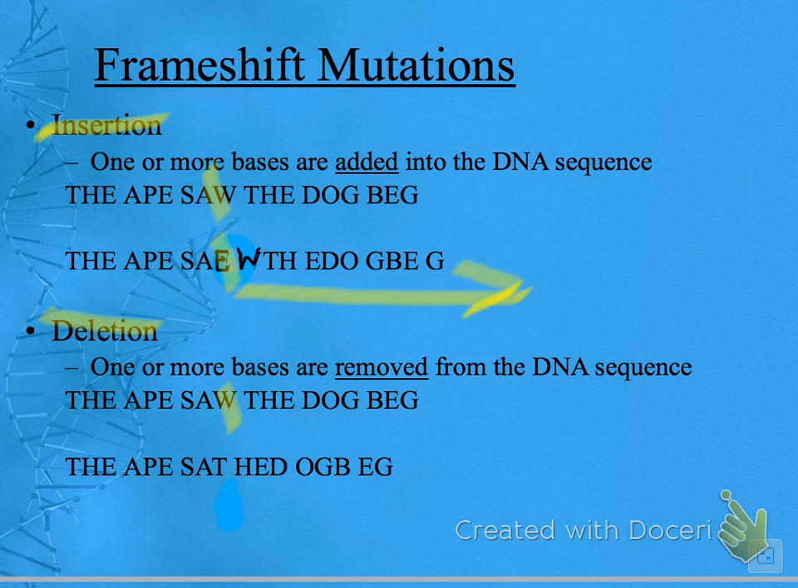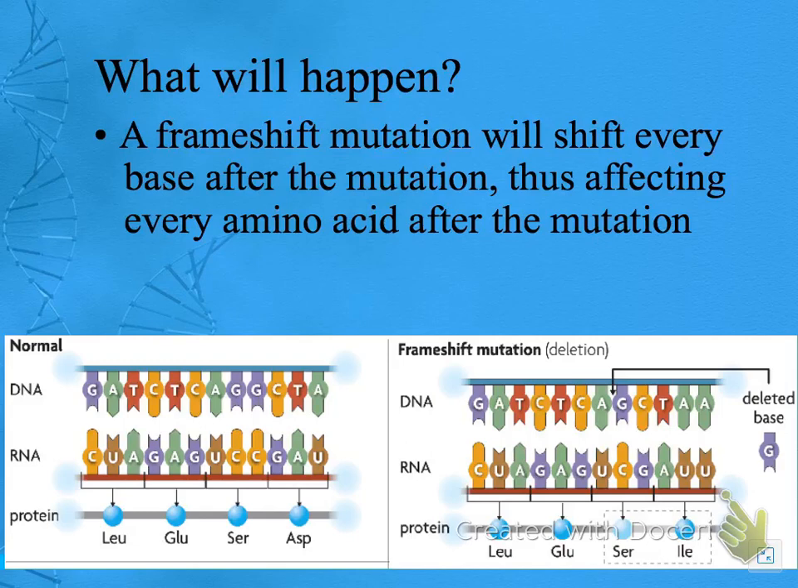So everything else has to shift over one spot to the left, because remember, you're reading codons in groups of 3. Everything moves over a spot to the left, so now it's "the ape sat head, ogb, egg." It doesn't make any sense again, alright? So everything gets shifted over a spot to the left with deletion, and with insertion, your reading frame shifts over to the right because you have an extra codon.